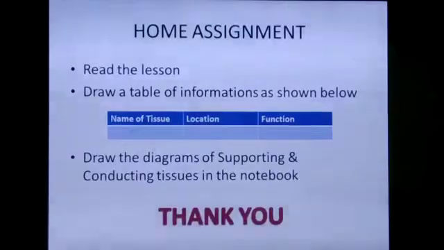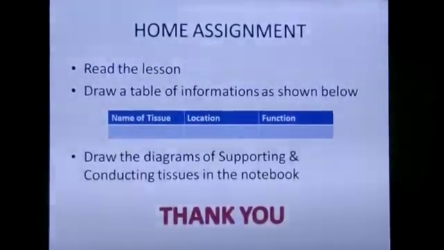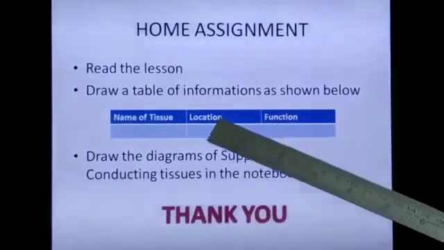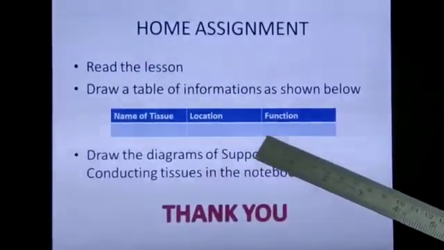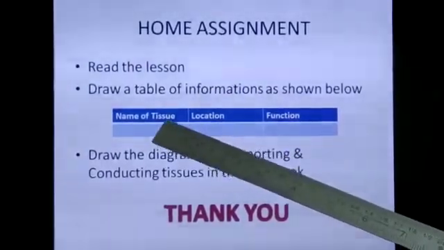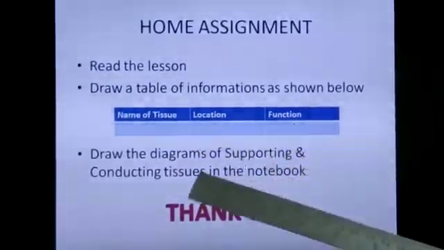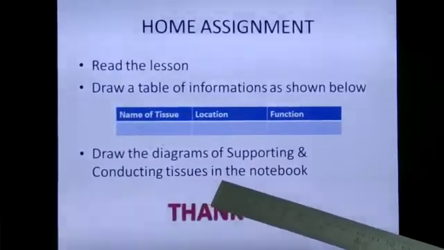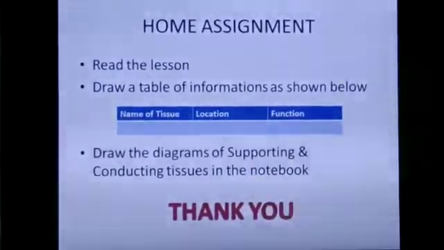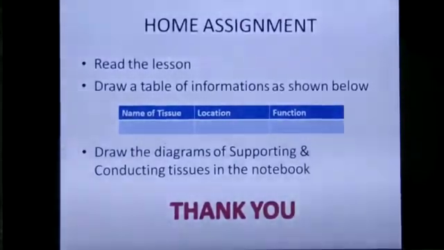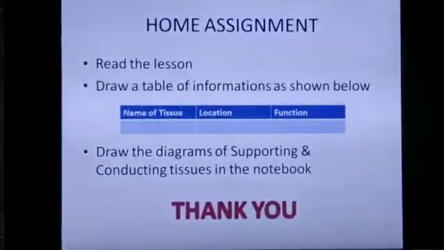To become thorough with today's video, you need to go through it a few times, read the lesson and draw this table with 3 columns naming the plant tissues, location, and function. Draw the diagrams of supporting and conducting tissue in the notebook. With this, you will become thorough with today's portion. And with this, we complete the plant tissue portion of the chapter.